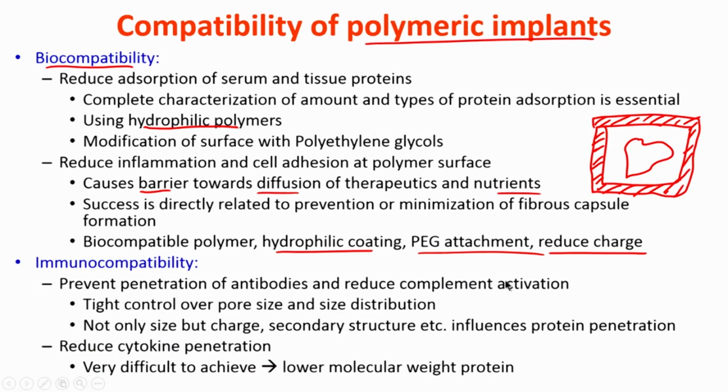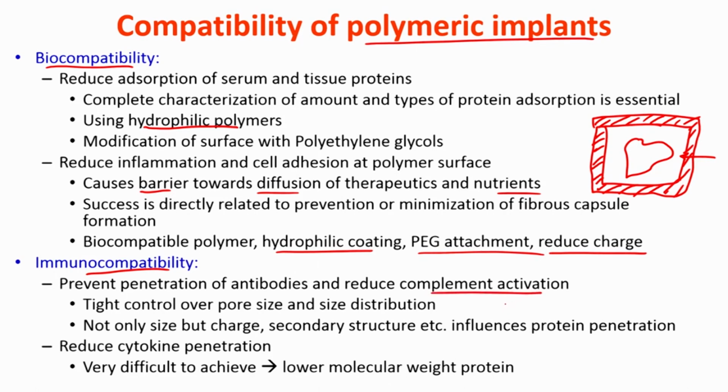And then finally we talk about immunocompatibility, and that means, first of all, that antibodies should not be able to penetrate. We have already discussed in the previous class that the pore size should be such that antibodies are not able to go through, because if antibodies go through, they will impair the function of these cells. The second thing is we should reduce the complement activation.